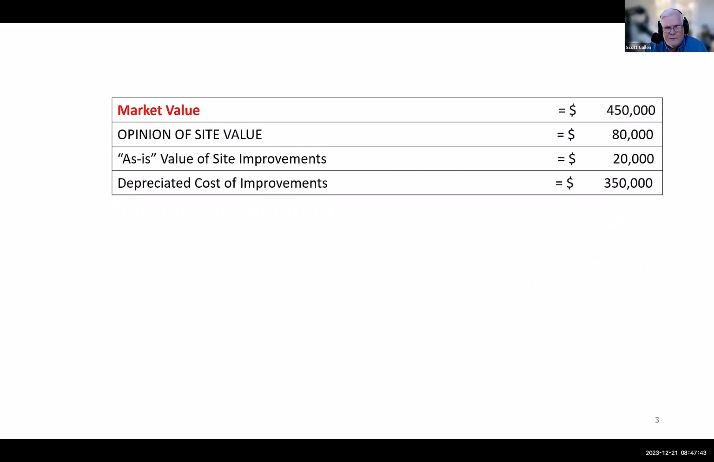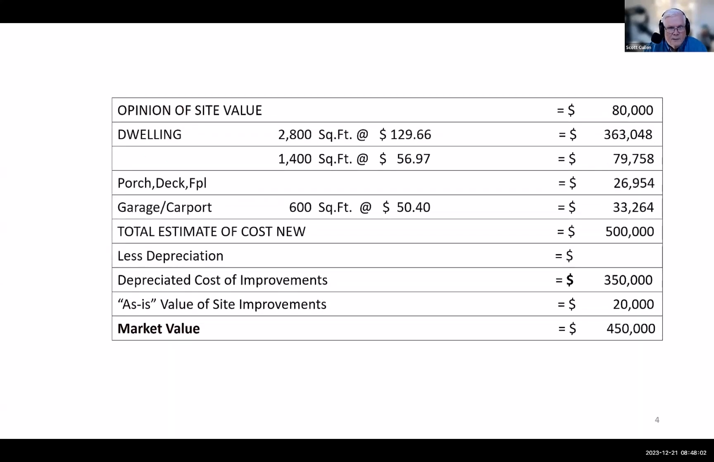If market value is $450,000, site value is $80,000, and site improvements are $20,000, then depreciated cost has to be $350,000. Depreciated cost is contributory value. Back to the normal layout. If total estimate of cost new is $500,000 and depreciated cost is $350,000, what is depreciation? Depreciation has to be $150,000 by definition.